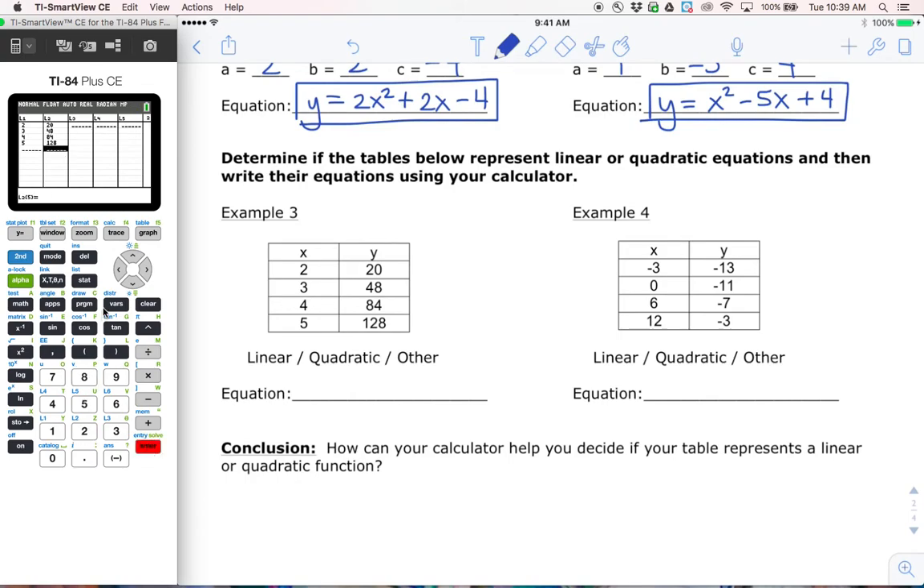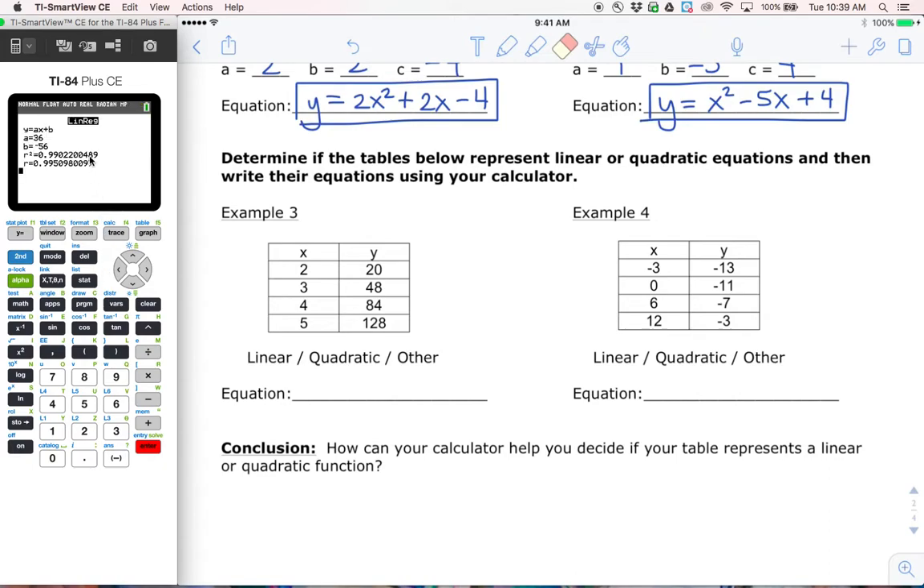Okay, so this is great. Now that we have them in here, we're going to go to stat. We're going to go over to calc. Now, I could do the whole first difference, second difference thing, but let me just show you how your calculator can help you. What if I just want to test some things? I'm going to choose option 4. And I do get an answer.